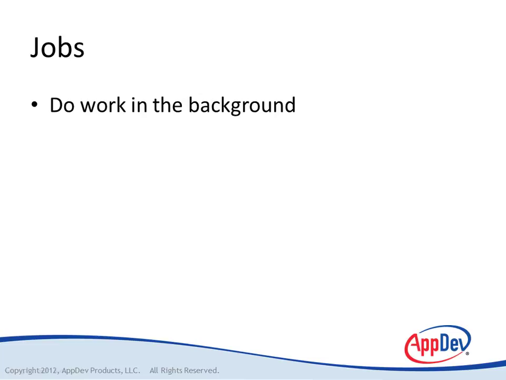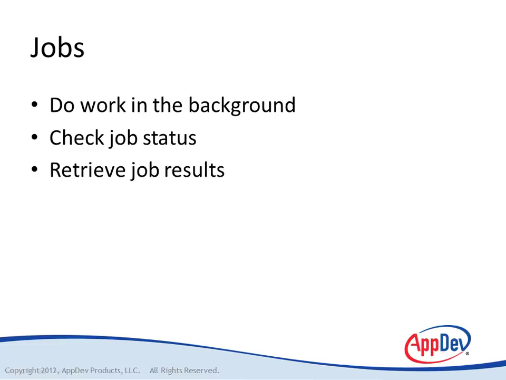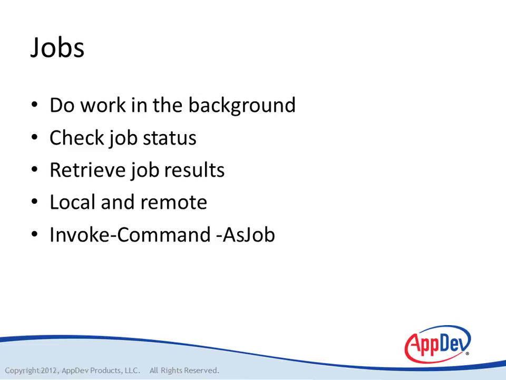So once we start a job, we need the ability, of course, to check its status, and PowerShell has commandlets for that. And we need to be able to retrieve the job results after the status tells us that it's done. And we can run jobs locally and remotely, and the way we run them remotely as well is to use the Invoke-Command commandlet using the AsJob switch.